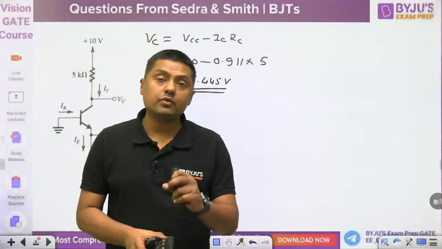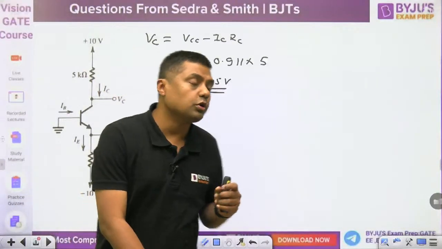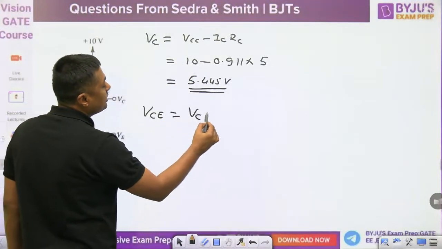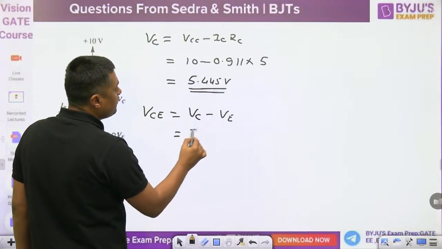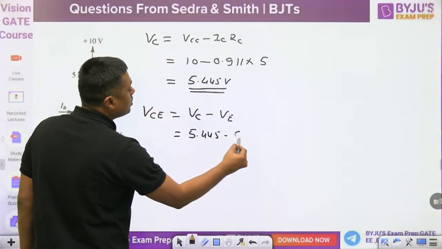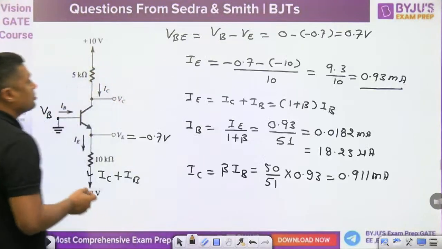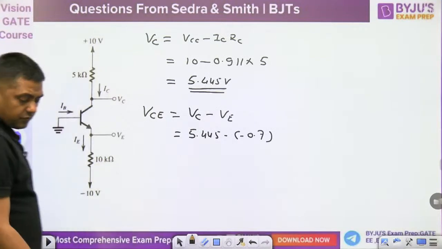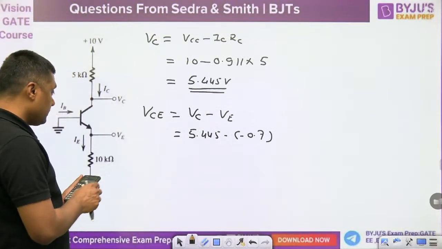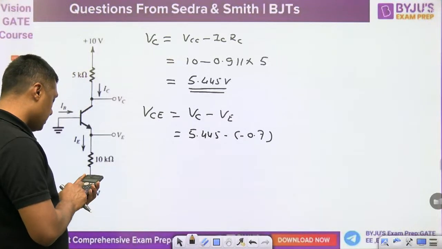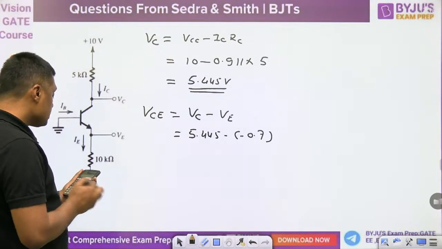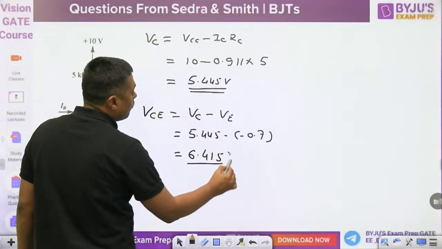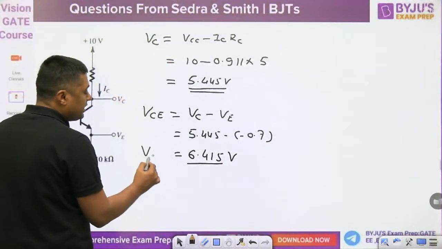Check my calculation. Now it is very easy, but you have to check, what about the VCE? VCE is VC minus VE. What is the value of VC? 5.445 minus of minus 0.7, because VE is given in the question, minus 0.7. So you can add 5.445 plus 0.7, and you will get 6.415 volt. Now this voltage is greater than 0.2 volt.